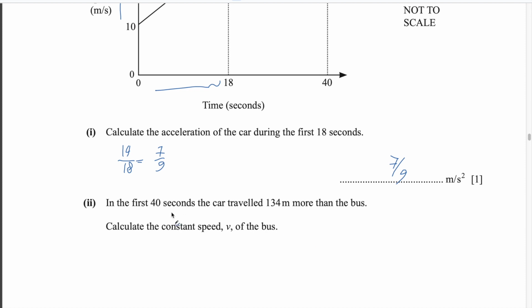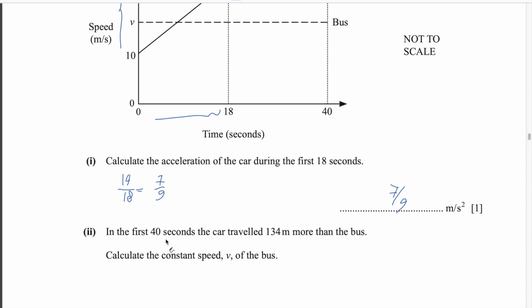Part 2 is this: in the first 40 seconds, the car traveled 134 meters more than the bus. Calculate the constant speed v for the bus.